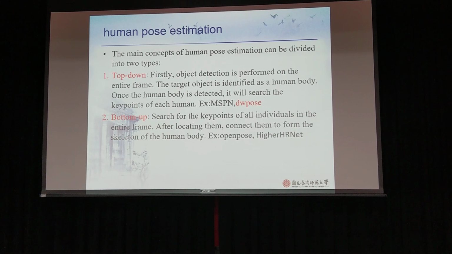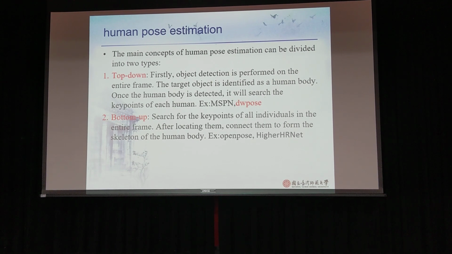And the main concepts of human pose estimation can be divided into two types. One is the top-down approach. The top-down approach will use an object detection algorithm to get the locations of humans and use the bounding box of the location to search the human key points.